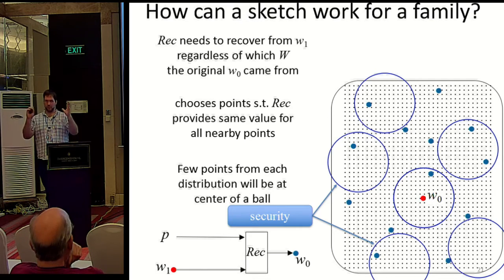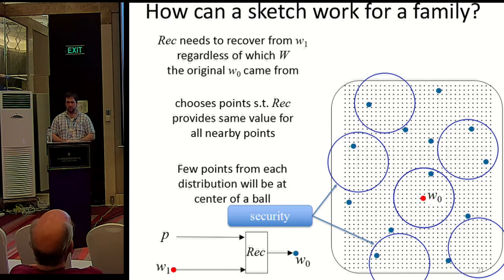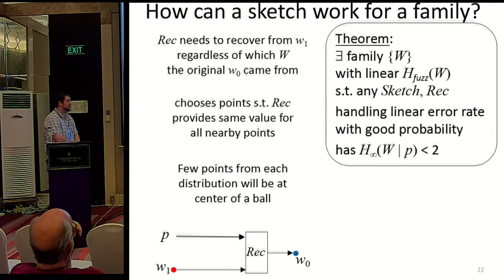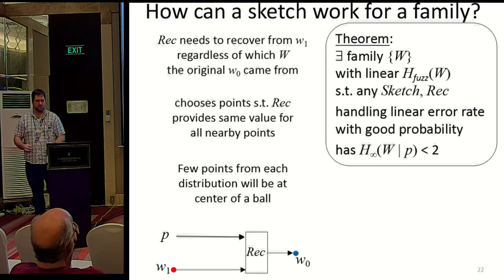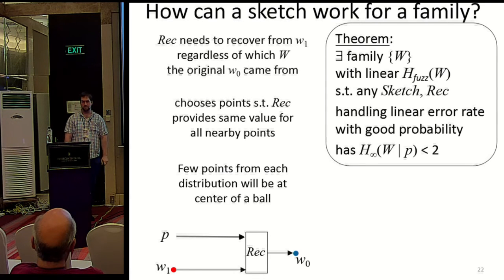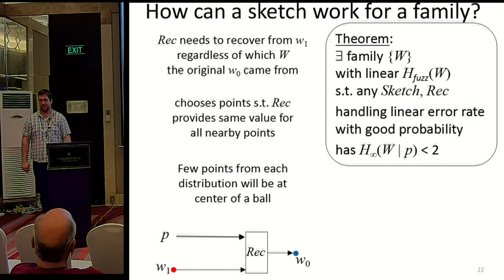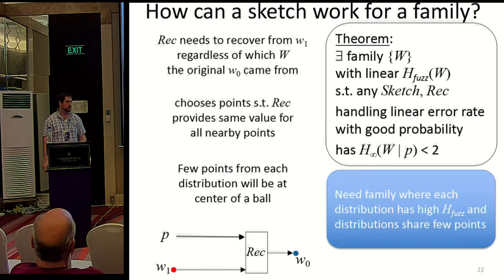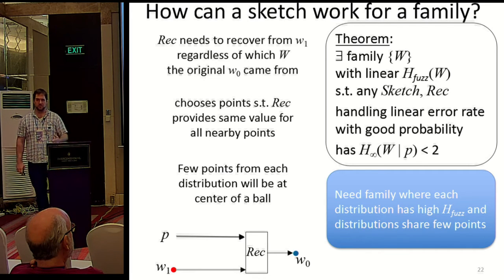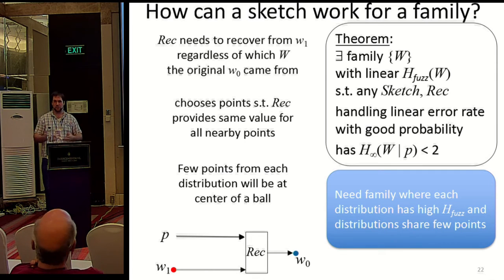So we can just look at, as an adversary, if we know the exact distribution, we can look at the intersection of the exact distribution with the points that lie at the center of these balls. So what this allows us to show is that there's actually a family of distributions that have linear fuzzy min entropy such that any secure sketch construction that has to handle a linear error rate retains only 2 bits of entropy. This is bad. And this is only having to be correct 50% of the time. So this is a really bad impossibility result. And the crux of the main technical result is that we need to build a family of distributions where each distribution has high fuzzy min entropy, and they actually share very few points.